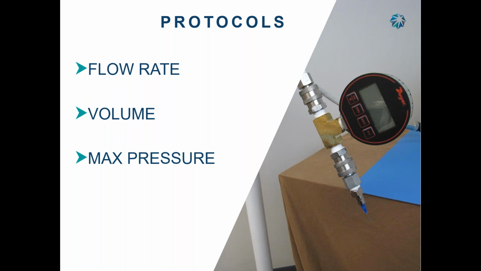Flow rate, volume. What's volume? How much you want to give. And I think the CVI only goes up to 20 milliliters per injection, doesn't it? But it'll go up to, I think, 20 milliliters per second too. It doesn't go up to 50. But now what's max pressure? It's a new word, right? Max pressure. That is the pressure that you do not want to exceed while injecting. And I'm going to talk more about pressure coming up.